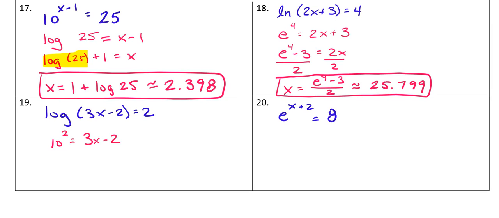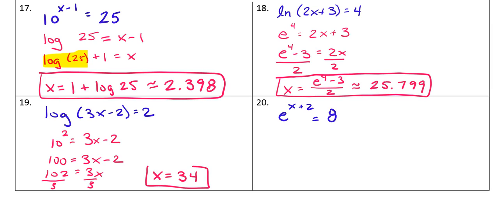For 19, you started by rewriting it as 10 squared equals 3x minus 2. Well, in this case, we can figure out 10 squared. 10 squared is 100. It's precise. So then we can simply add 2 and divide by 3. So when we divide both sides by 3, we end up with x equals 34. And that is precise. Now we can check these by plugging them back in to make sure they work using our calculator. So log of 3 times 34 minus 2.